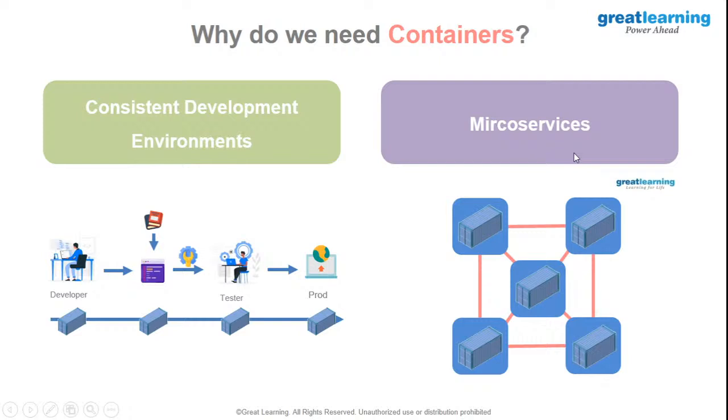All of them are connected together, and they might have dependency on each other. So they are definitely connected to each other, and then they'll be deployed as a whole. All right. So these are the two reasons why we need containerization.